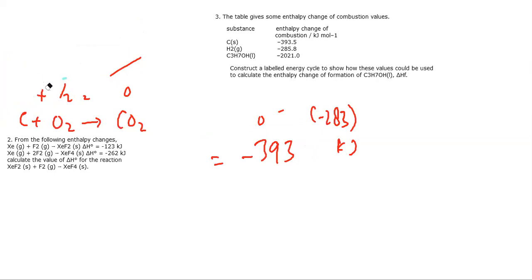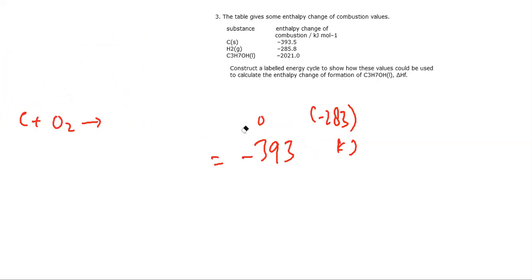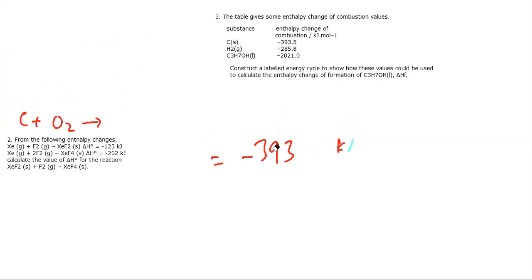In the second question, you can see that you have a reaction between xenon with F2 to give XeF2, and you also have Xe plus F2 to give XeF4. But the question is you have to calculate the value of delta H for XeF2 plus F2 to give XeF4. So how do we do this? Again, you have to rearrange the information given to you based on the equation in the question.